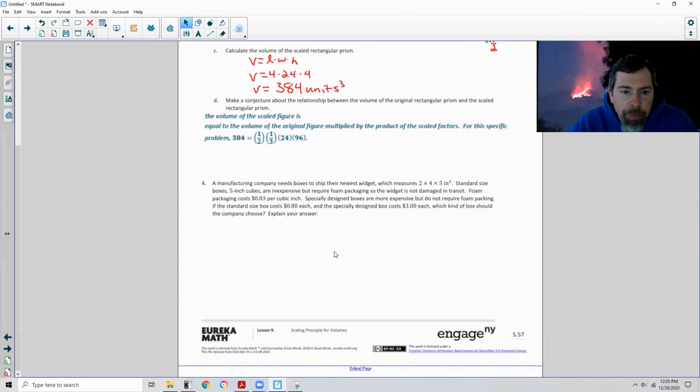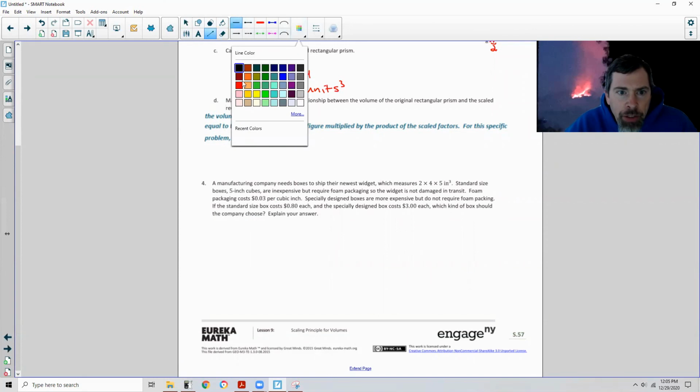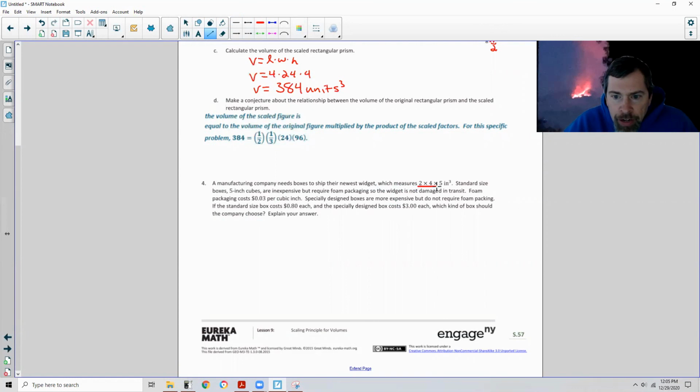Number 4. A manufacturing company needs boxes to ship their newest widgets, which measure 2 by 4 by 5 cubic inches. So I'm going to label this up because there's a lot of information in this. So the widget is 2 by 4 by 5 cubic inches. So I'm going to calculate that and just write it up here. 2 times 4 is 8, times 5 is 40. So this is 40 cubic inches, the space that the widget takes up.